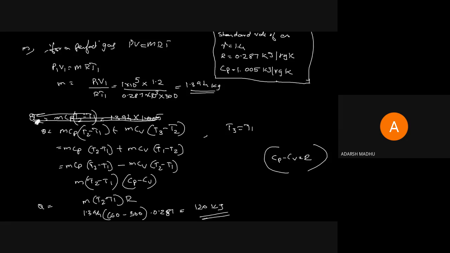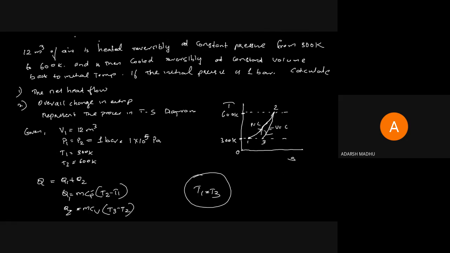Next, the second question is the overall change in entropy. There are two processes, a constant pressure process and a constant volume process. To find the net work done or net heat flow, you add the heat flow of the initial process and the final process. So we have done that. The second question is the overall change in entropy.